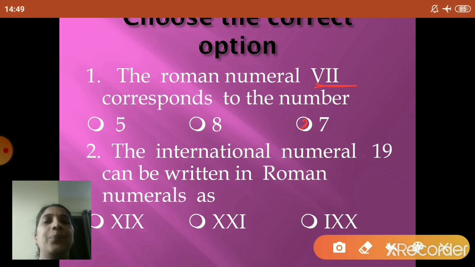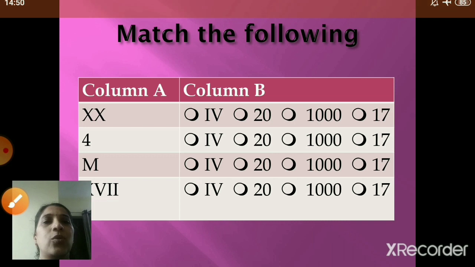Now the second one, the international numeral 19 can be written in Roman numeral as. The number 19 is given and 3 options are given, right? So you have to select the right one. Now 19 means 10 plus 9. What is the symbol for 10? It is X. And what is the symbol for 9? I and then X. So you have to see where that option is. So here is the option. You will select this as your answer.